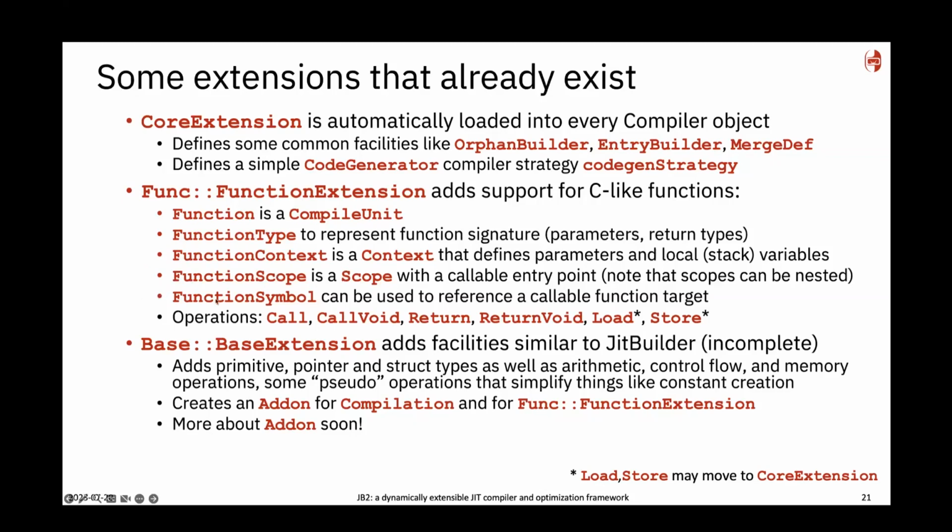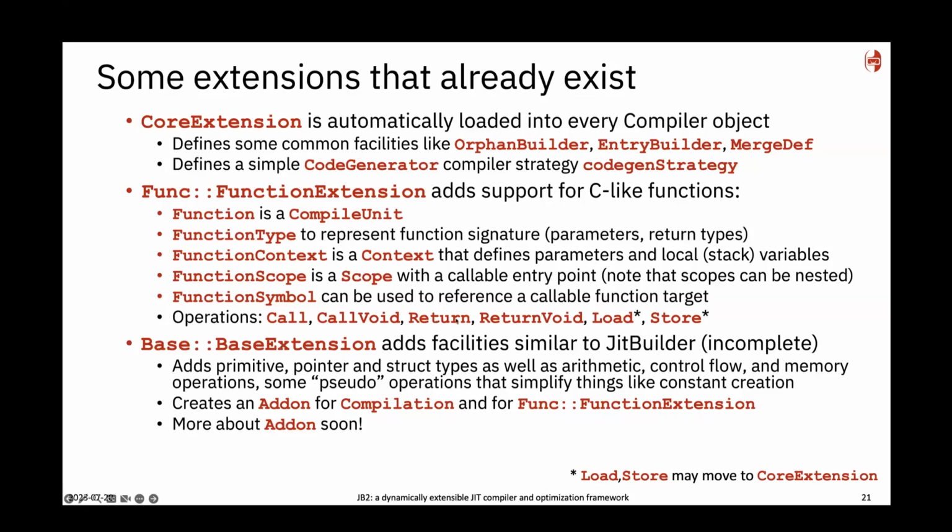So I guess I could say function scope covers an entire function, which is the purpose of a function scope. You can associate smaller sets of builders with scopes as well, but this is what function brings in. Function symbol is a type of symbol that can be used to reference a callable function target. So you can call using a function symbol basically to do a direct call to something. And then it adds specific operations.